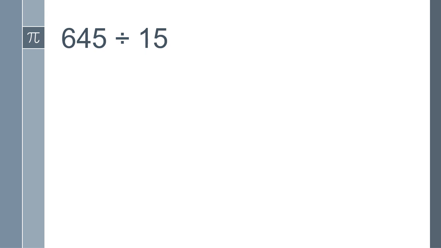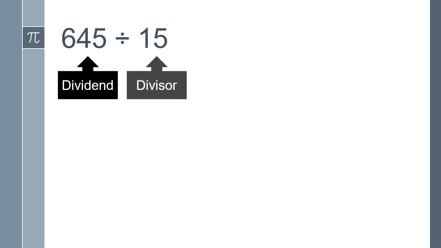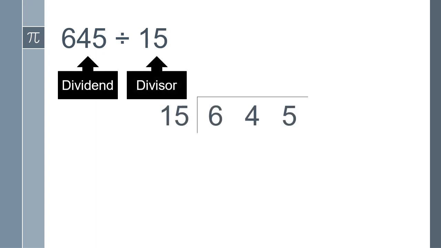Let's do this one, 645 divided by 15. And again, I've got my dividend and I've got my divisor. I set it out in the bus stop method. Again, that first number, 6 divided by 15, I can't do, so I put in a 0 there, and instead I look at those first two numbers together, 64. So 64 divided by 15.